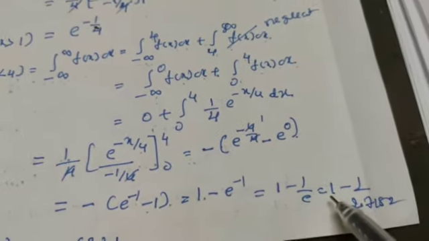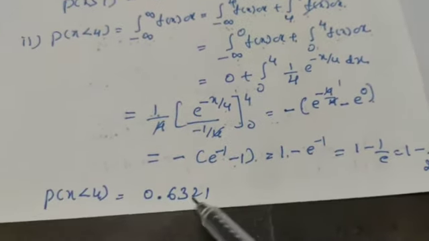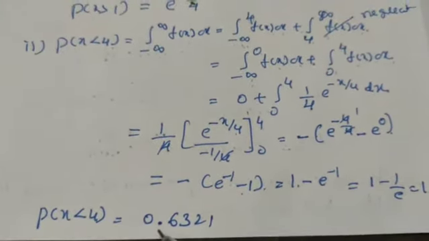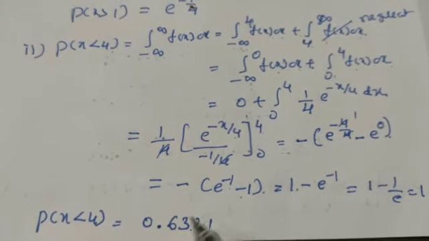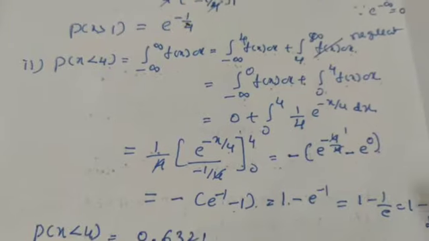You can take this as 1 minus 1 divided by 2.7182. After simplification you will get 0.6321. This is the probability when x is less than 4.